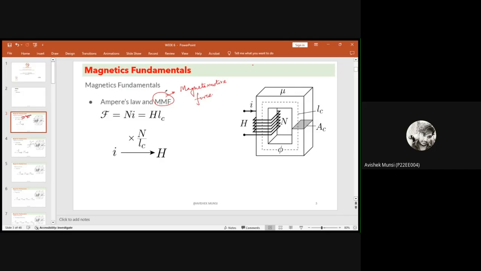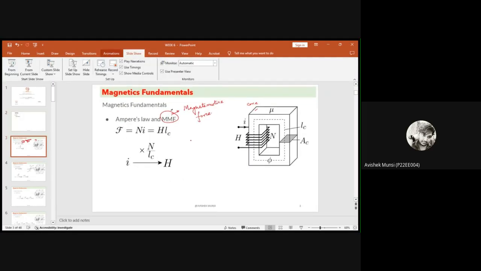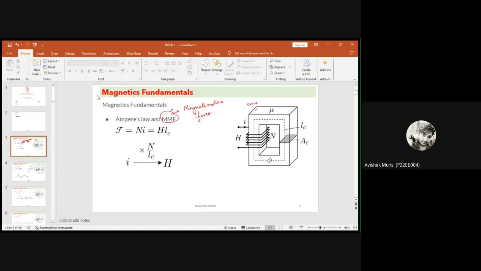Here we are seeing a simple structure of an inductor, where you can see the core of the inductor, on which wires are wound. Whenever wire is wound, current flows through it, and it will produce a magnetic field. So moving into the first topic: what is magnetomotive force basically?